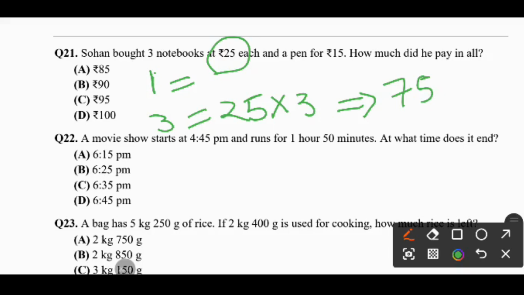And he purchased a pen for rupees 15, so we will add 15 here. How much will we get? 90. So in total he paid rupees 90. That is option number B.